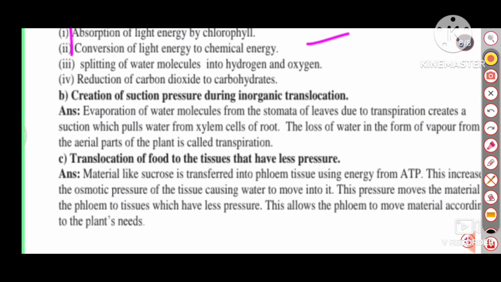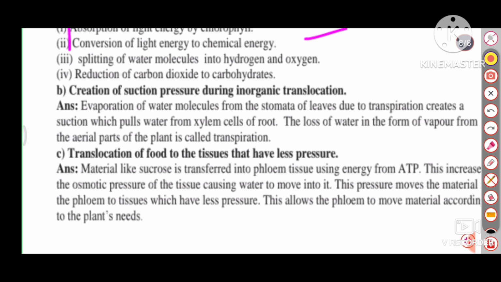Next question B. Creation of suction pressure during transpiration. Evaporation of water molecules from the stomata of leaves due to transpiration creates a suction which pulls water from xylem cells of root. The loss of water in the form of vapor from the aerial parts of the plants is called transpiration.